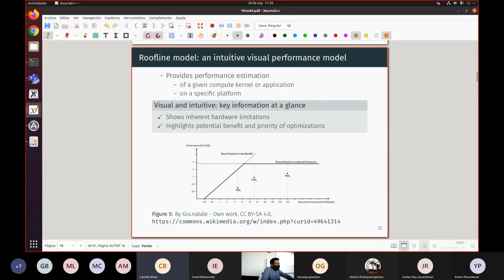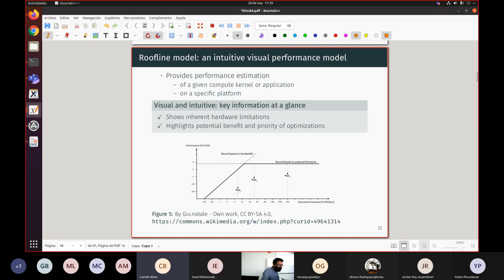Well, so why is this a good tool? Because it's very visual and intuitive. Once you get familiar with this, it's very easy to see at a glance the different opportunities we have to improve our code and how to prioritize the next steps.